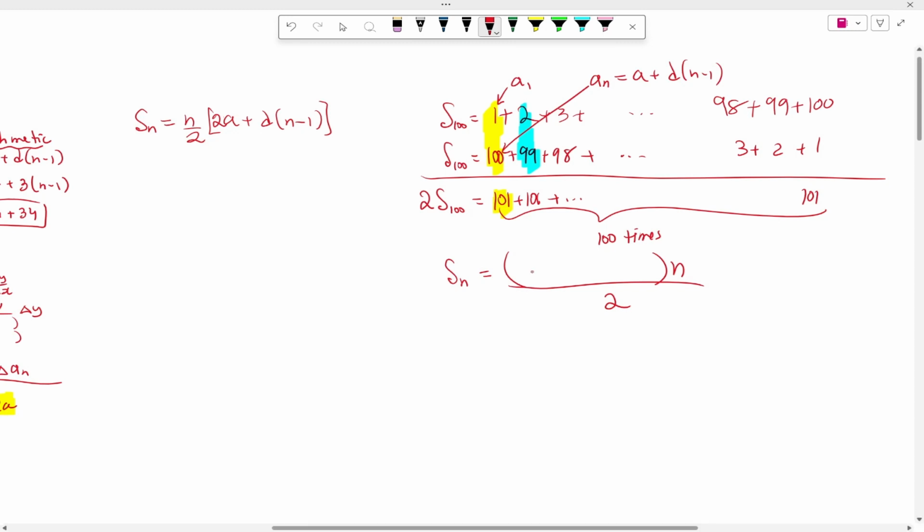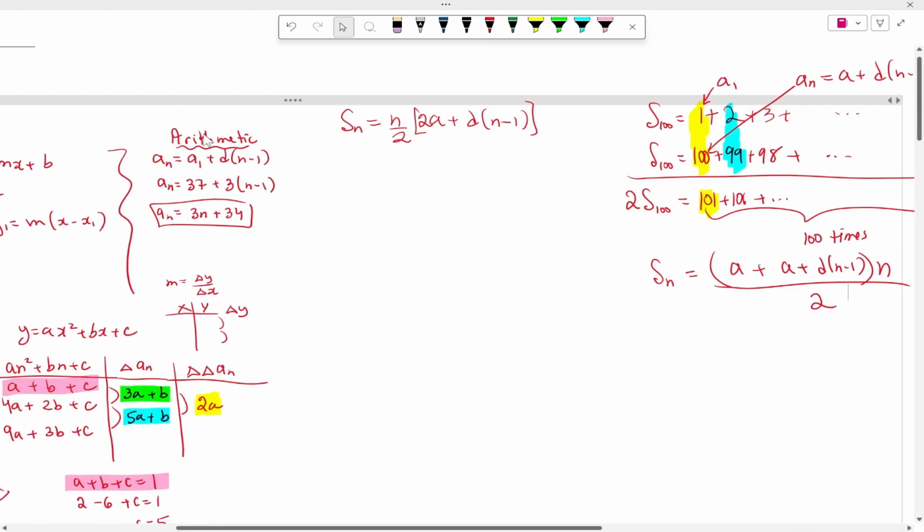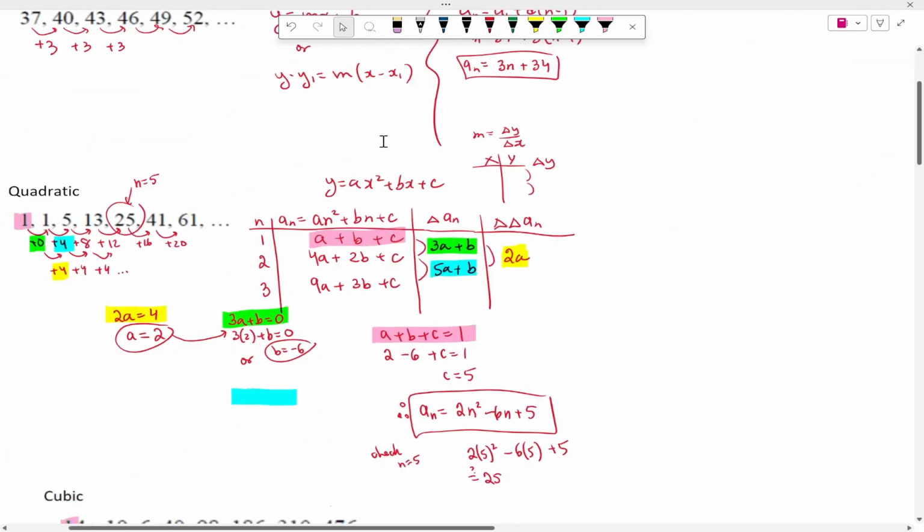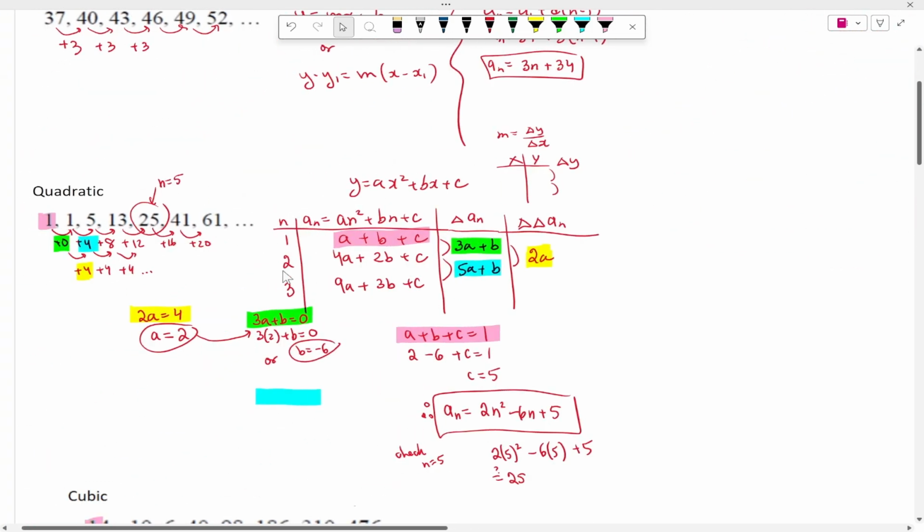Okay. So you have a that's added with another a plus d(n minus 1). That's where the 2a comes from. Right? So that's a sum specifically for an arithmetic sequence. I don't know of a trick for quadratic, to tell you the truth.